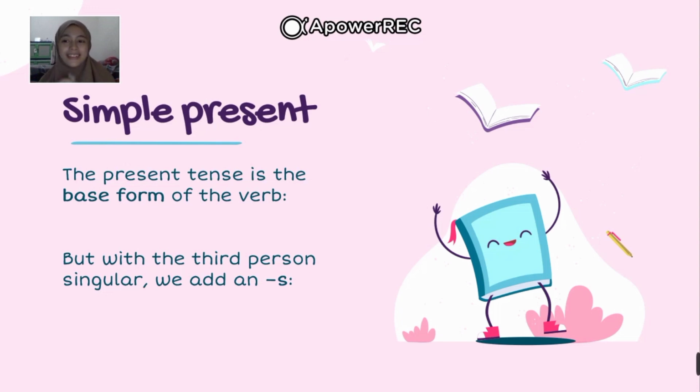Simple present and present simple refer to the same thing. Present simple tense uses the base form of the verb. So we use verb 1, or the basic form of the verb, to make simple present tense. For example, I work in London. But with the third person singular, like he, she, or it, we add an s or es to the verb. For example, she works in London.